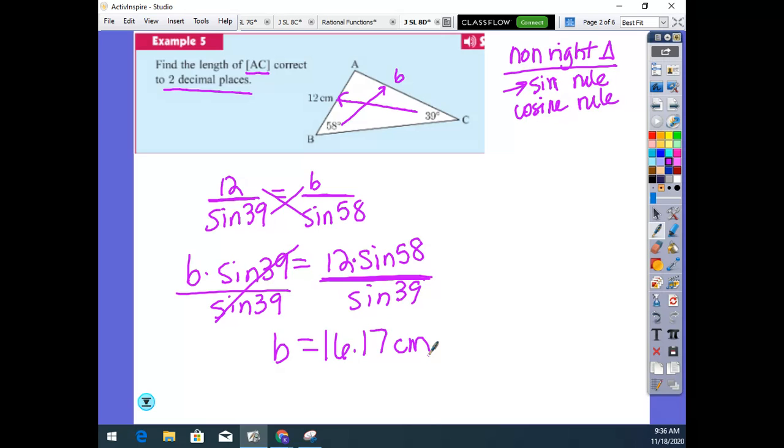But if you just plug this in directly to your calculator, there's always a parenthesis that pops up after sine. So you have to end this parenthesis before you divide by sine of 39. So just keep messing with your calculator. Make sure that you're able to get the correct answer.